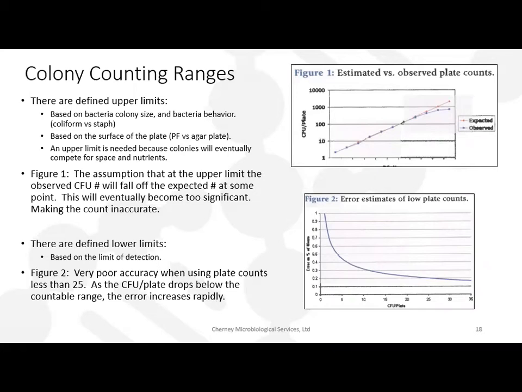So then why are there defined lower limits? I get this question a lot. It is based on the limit of detection. In figure 2, looking at the error of estimate of low plate counts, you're going to get poorer accuracy when using plate counts less than 25. As the CFU plate count drops below the countable range, below that 25 CFU, the percent error increases rapidly. This is just a limit of detection thing. So if it's above the upper limit, we'll use an estimated sign, and if it's below the lower limit, we'll use an estimated sign for these reasons.